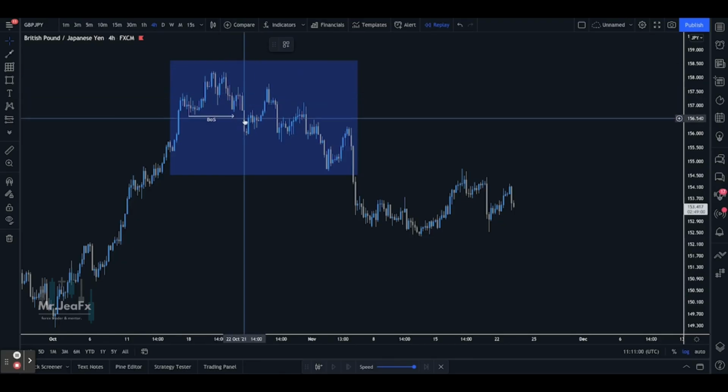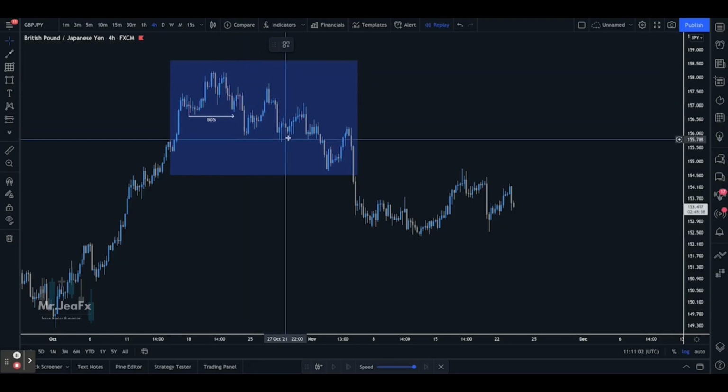From here then, we see we had lower low, lower high, lower low, lower high, lower low, lower high, lower low.